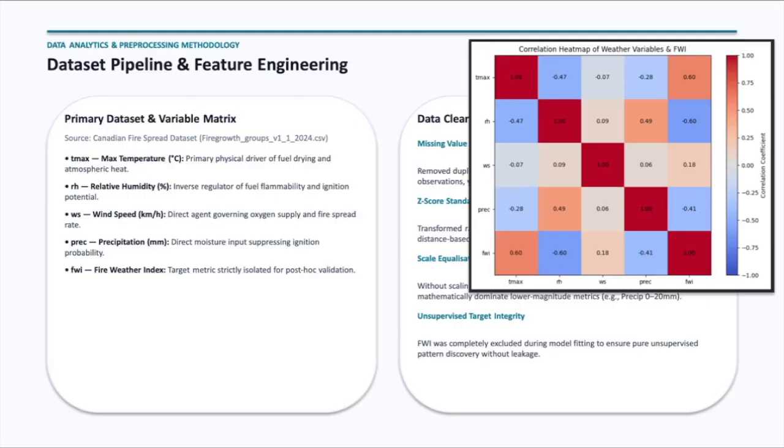one another. How to read it? Each square shows a number between -1 and +1. Bright or dark colors mean a strong relationship, while neutral colors mean little to no connection. This tells us that there is a strong negative correlation between temperature and relative humidity, meaning as temperature rises, humidity drops significantly, creating dry conditions. We also see that higher temperatures and lower humidity correlate directly with higher historical fire spread rates. This confirms that these weather variables move together in predictable ways during wildfire events.